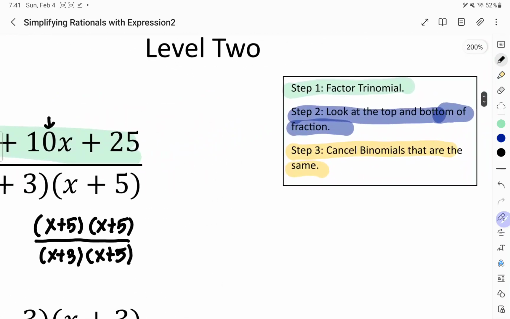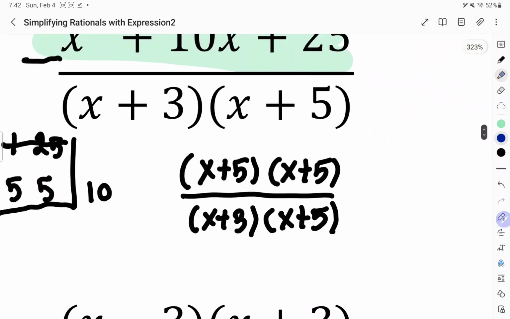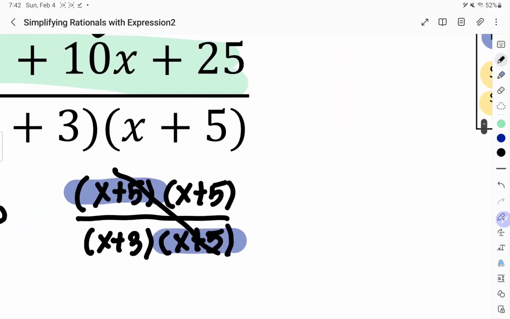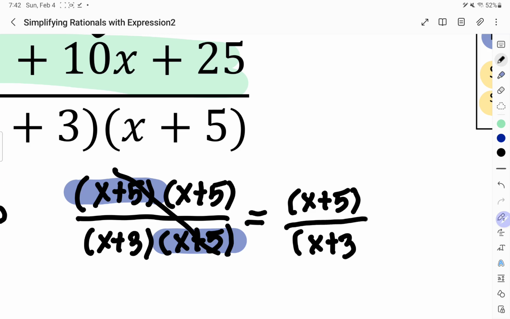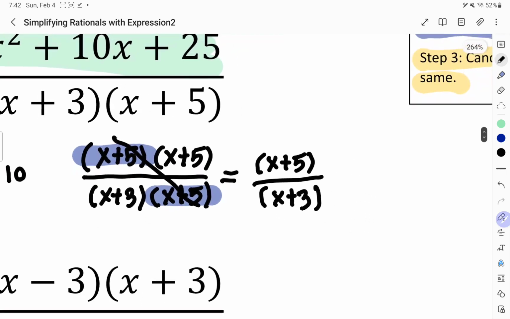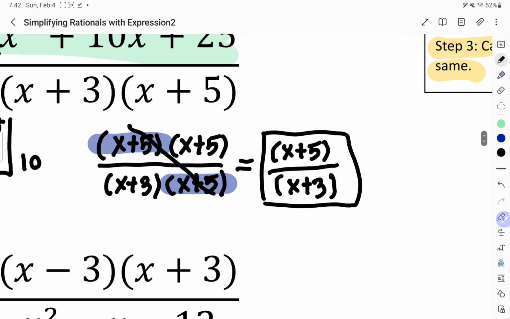So step 2, we're looking at the top and the bottom of my fraction to see what's the same. I know this one right here is the same as this one, so I'm going to go ahead and cancel them. Now I just leave whatever is left over, and that's going to be my answer. It's going to be (x plus 5) over (x plus 3). I don't have to write my parentheses, but I've gotten used to writing them, so I'm just going to keep them. And that's my answer for number 1 for this example.